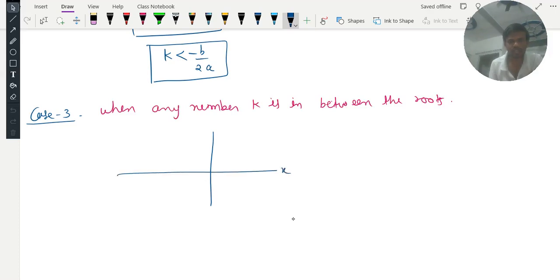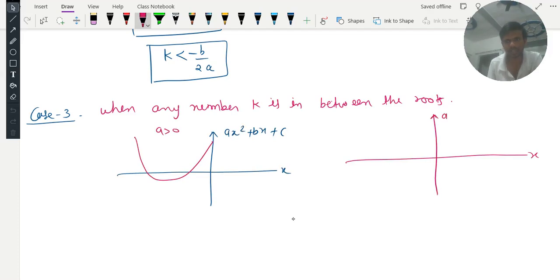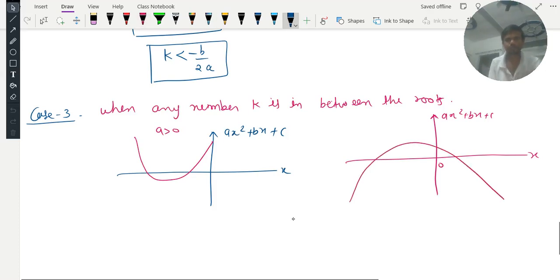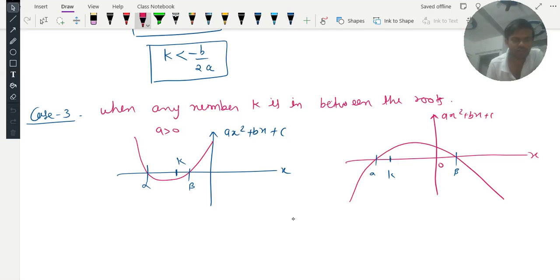Let this be x and this is ax square plus bx plus c, and this is the upward parabola for a greater than 0. And this is x, this is ax square plus bx plus c, this is the origin, and this is the downward parabola for a less than 0. This is alpha, this is beta. Similarly, this is the alpha root and this is the beta root, and here is any number k.